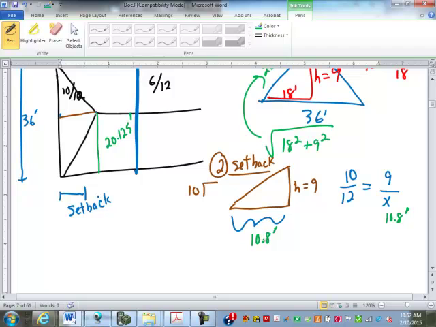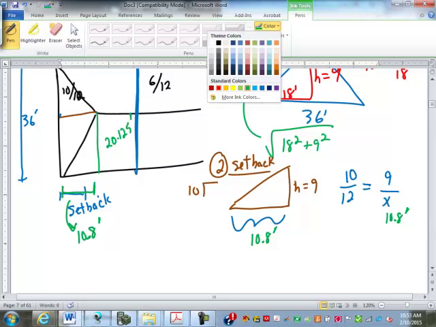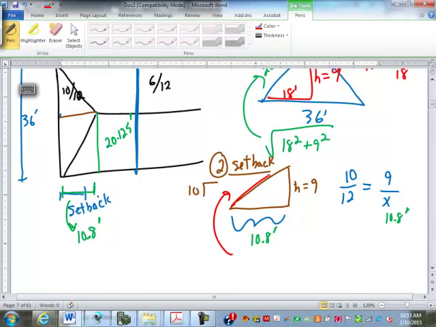So now that we have that, on the diagram, that gives you this 10.8 feet. Now we'd have to find the brown. The brown is the slope. This up here is what we're looking for. This piece here is that slope part, the hypotenuse of that triangle.